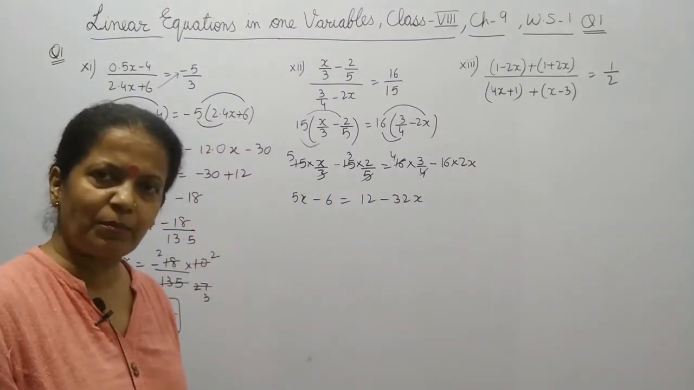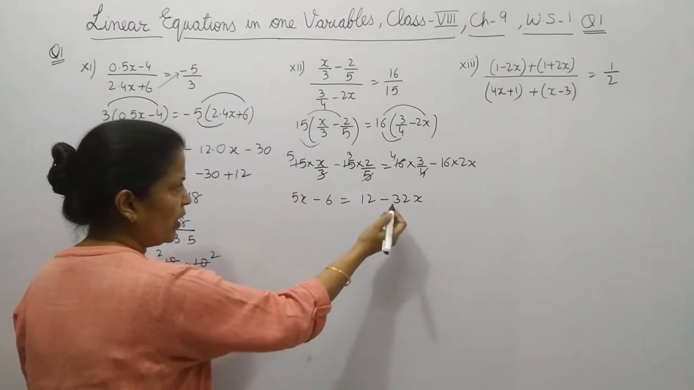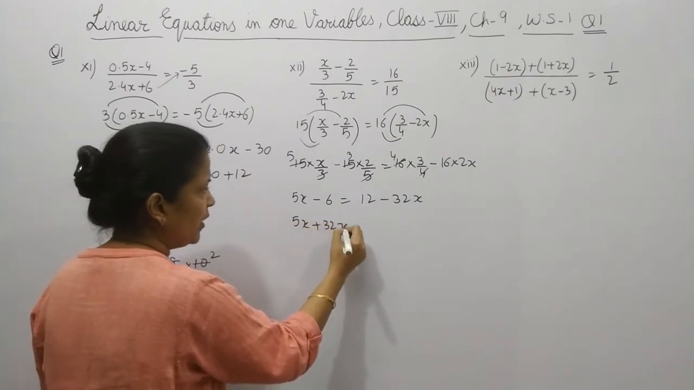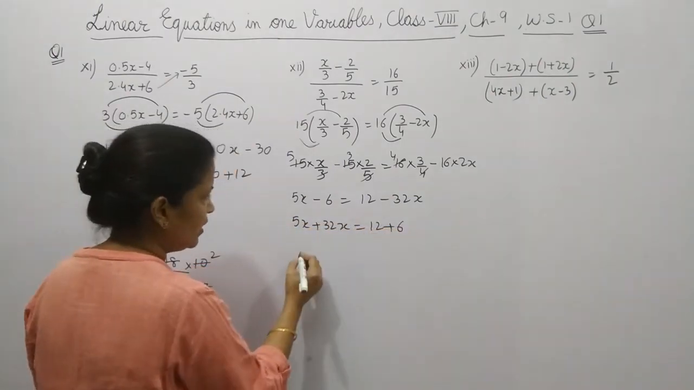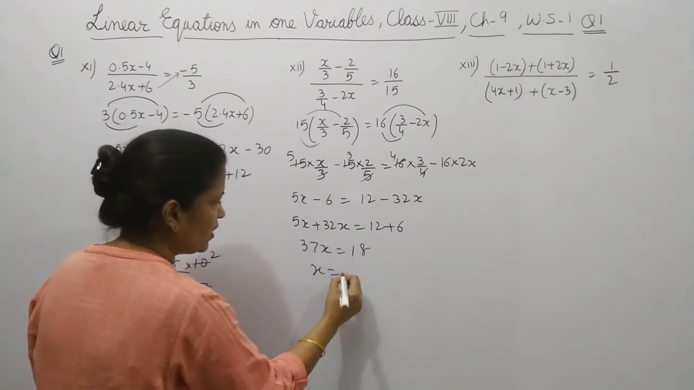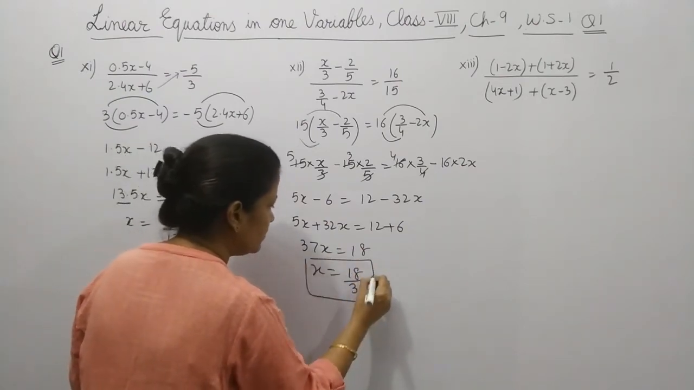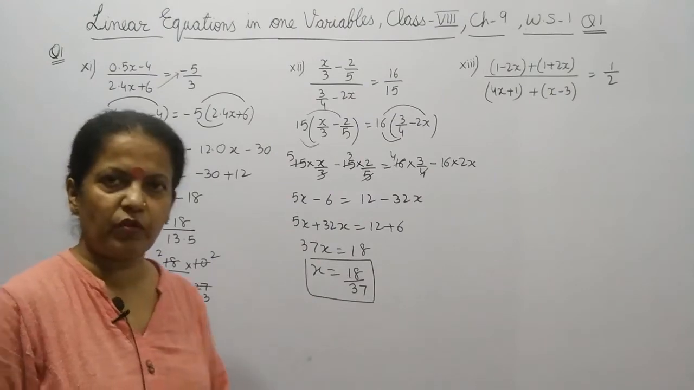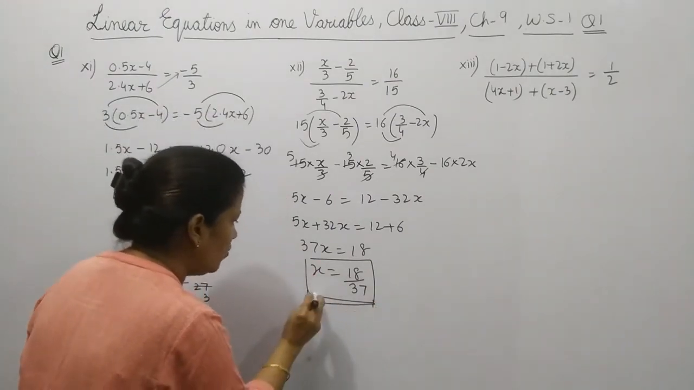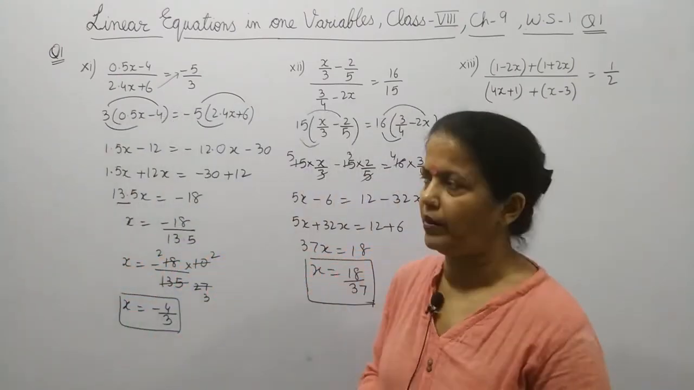And the next step is very easy for all of you. You can do it very well. So shift minus 32x: 32x equals 12 plus 6. So it will become 37x equal 18. So x equals 18 upon 37. I think it's clear to all of you. Okay. So like this you can find the value of x. It's very easy to find.